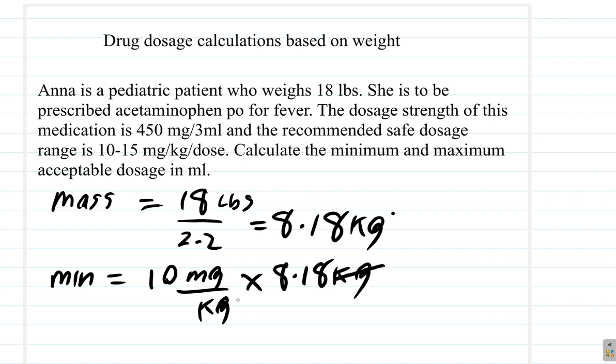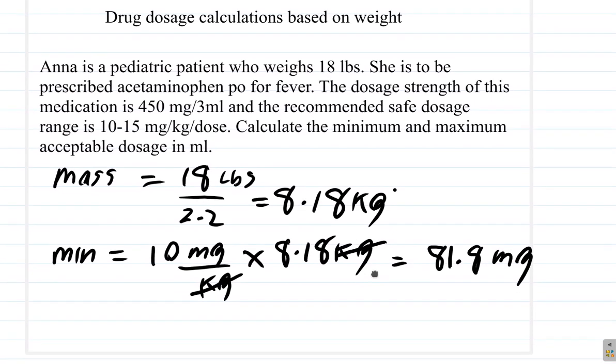Note that kilograms cancel kilograms, and we have milligrams left. So here, 10 times 8.18 is 81.8 milligrams. That's at the low end in milligrams.